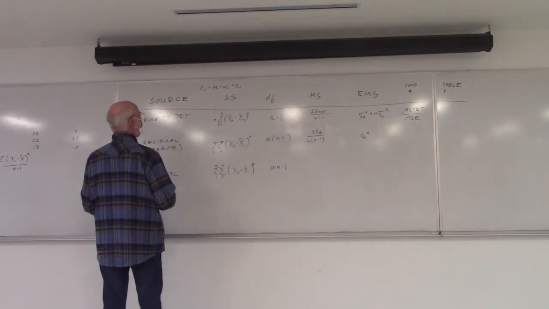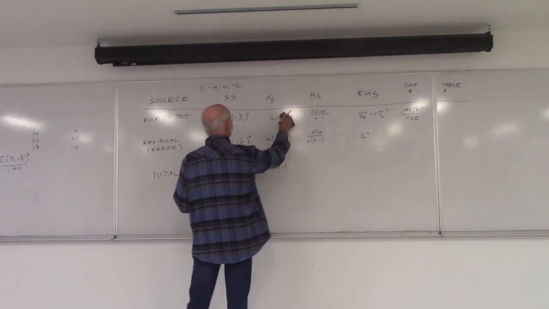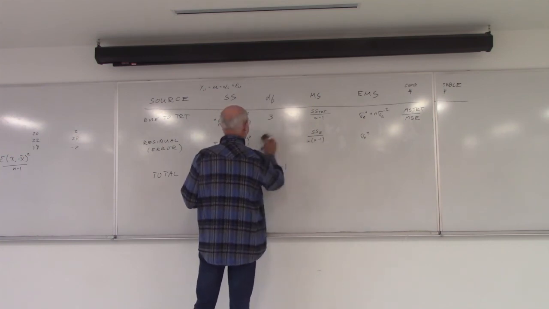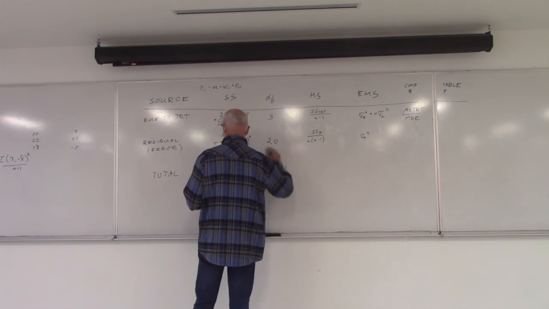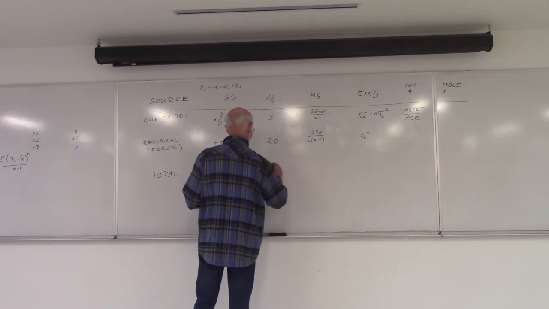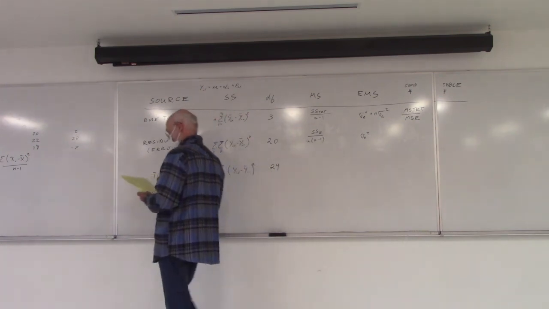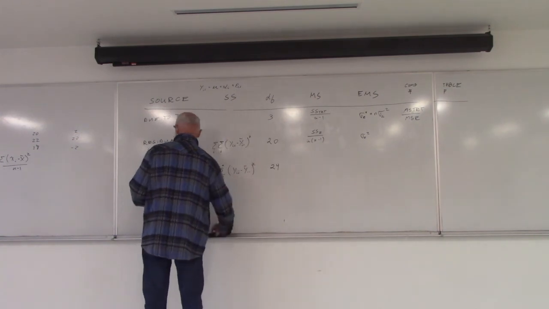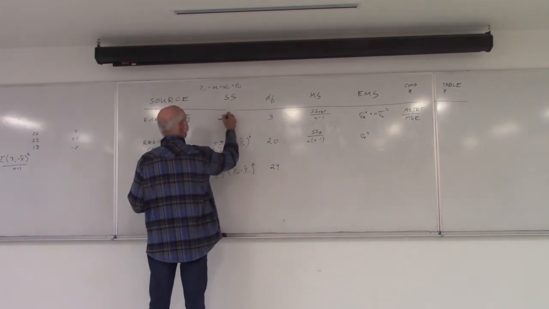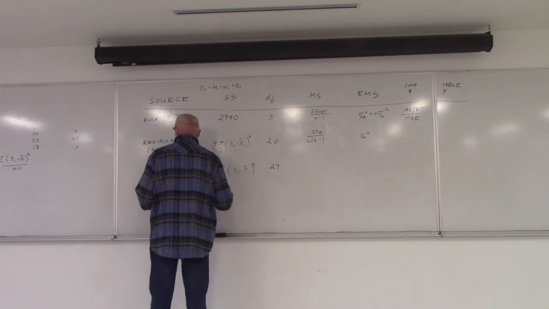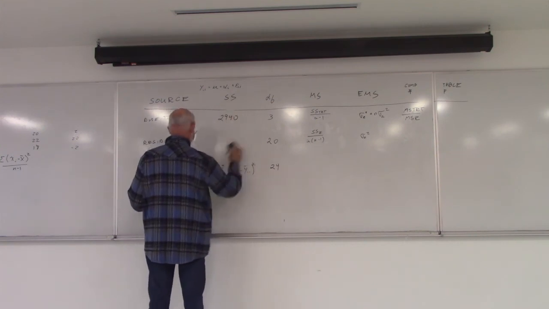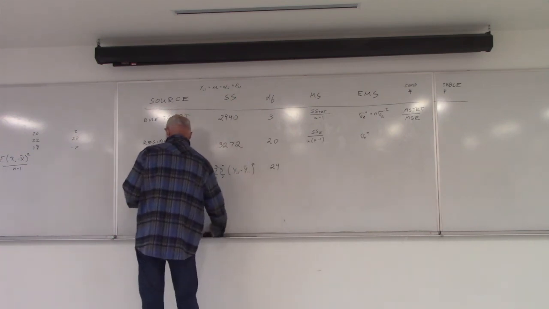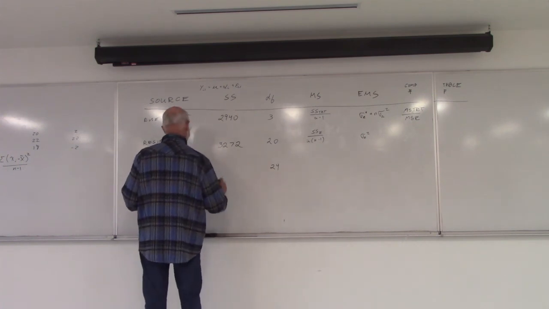Degrees of freedom for our data: we had four treatments, so we've got 3 degrees of freedom there. We have 20 there, and we have 23, so we have a total of 24 observations. 4 times 6 is 24. The sum of squares due to treatment is equal to 2940. The sum of squares due to error is 3272. And the sum of squares total is 6212.